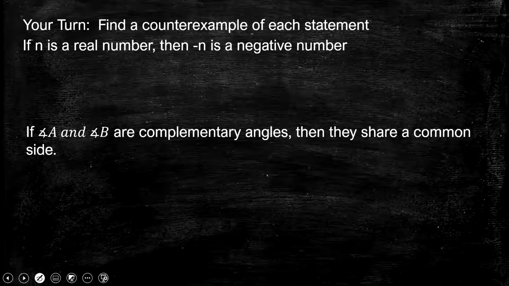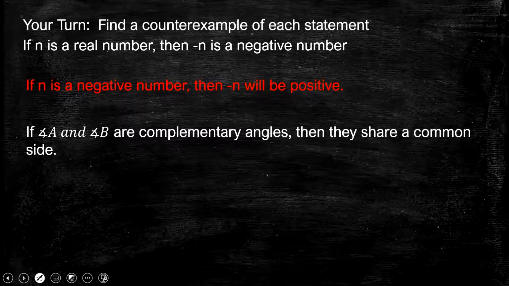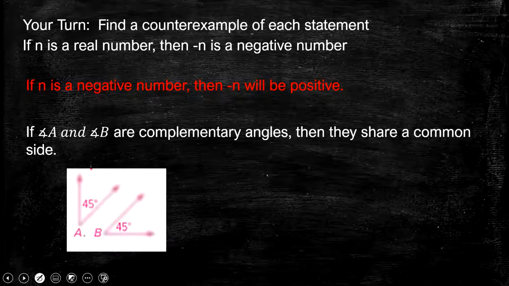Okay, so a real number, again, real numbers can be positive and negative. So anytime we have a negative real number, our statement's not going to be true because the opposite of a negative is a positive. So if n is a negative number, then negative n would be positive. In angles A and B, complementary angles, we know complementary angles add up to 90 degrees. They don't necessarily have to share a common side, because you could have two 45-degree angles that don't even touch that add up to 90 degrees, but they're not sharing any sides. Hope that makes sense. This is what we're trying to do for this unit.